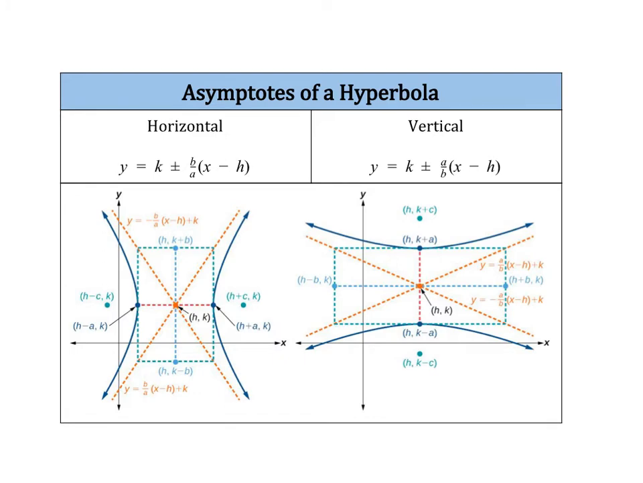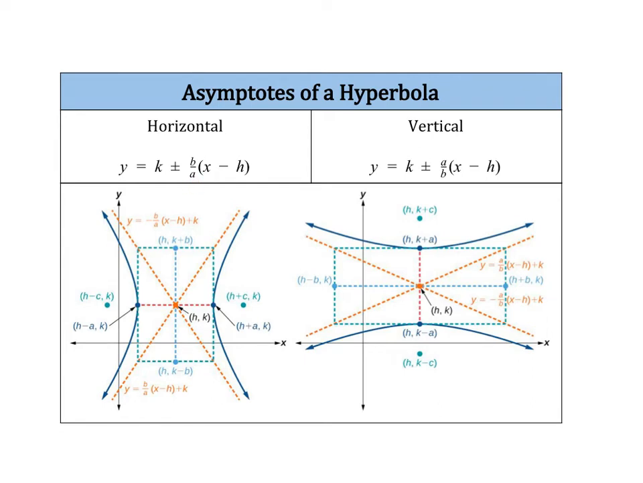So the a value is the distance from the center to our vertices. The b value is going to be the distance from our center up and our center down for what I'll call our guideline rectangle. So we start at our center, we go up b and down b, or if it's vertical, we go right b, left b. Now if you create a rectangle using those 4 guidelines, you can find the equations of your asymptotes by simply creating the line that goes through the opposite corners of those rectangles.